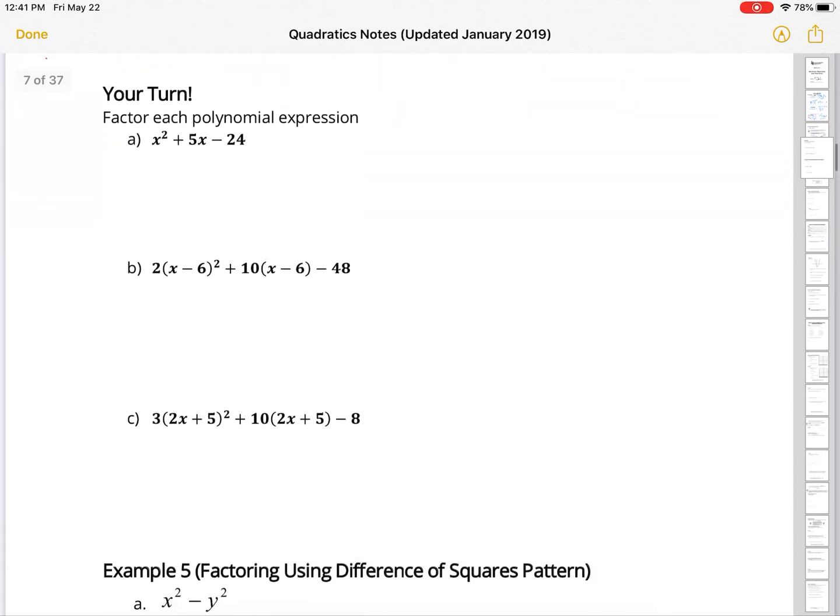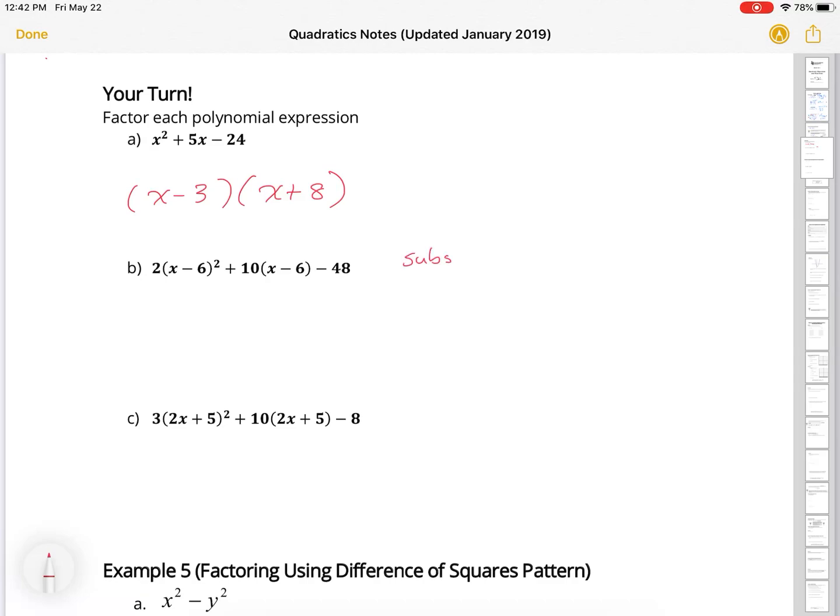Now this next page, this is a your turn. So this is where you pause and you try them yourself. And then when you come back, I'm going to just put the answers so you can check your work and see if you got them correct. Okay. So when you come back, just press play again and you'll see your answers. So here, this would be x minus 3 times x plus 8 from our final answer.